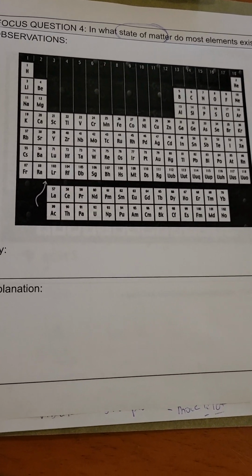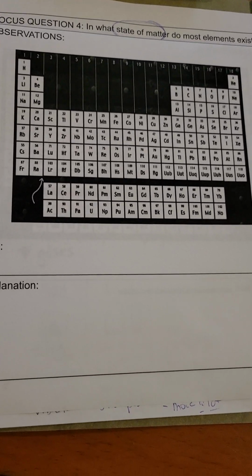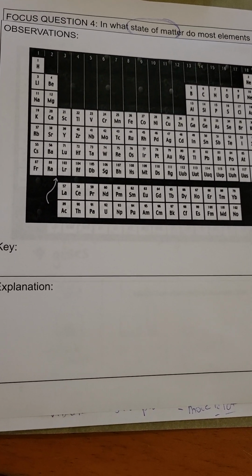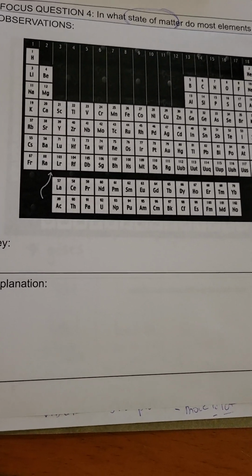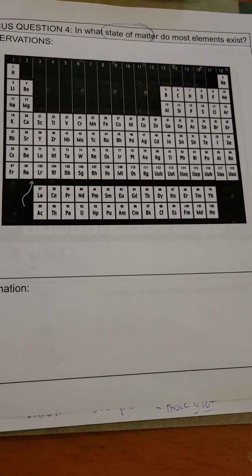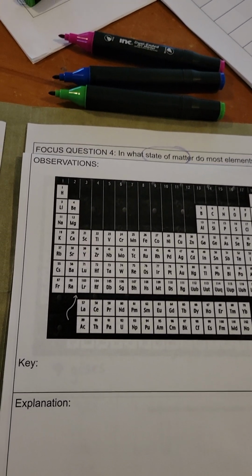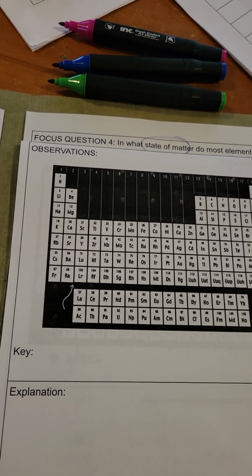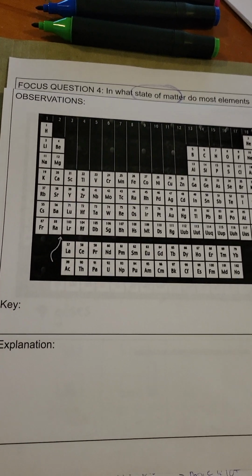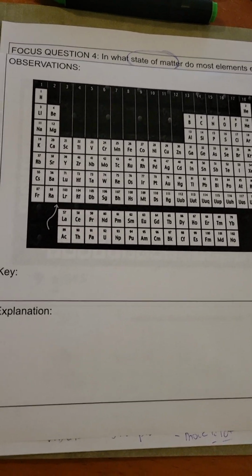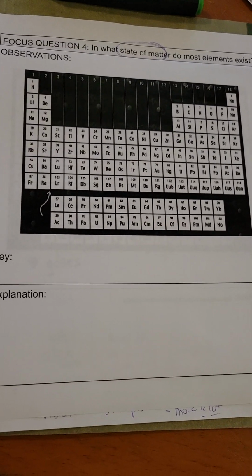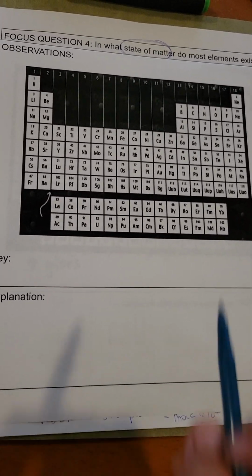So you're going to watch this video and fill in your notebook as we go along, just like I was there. Make sure that you're on focus question 4: In what state of matter do most elements exist? And then you're going to need 3 colored pencils or crayons. If you need to stop the video and go get those things, go ahead, and then you can restart it. I have to keep going though, otherwise my video will be too long and it'll take forever to upload.